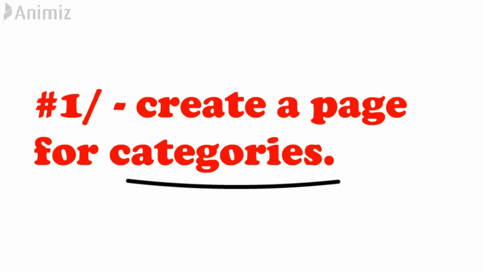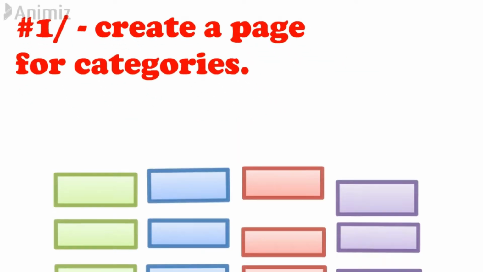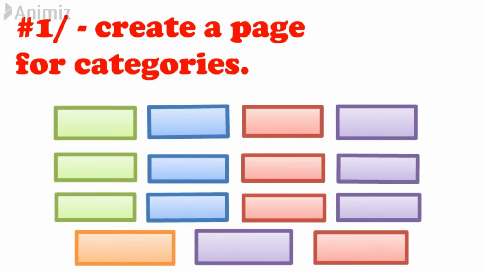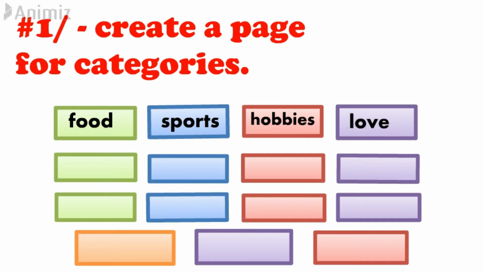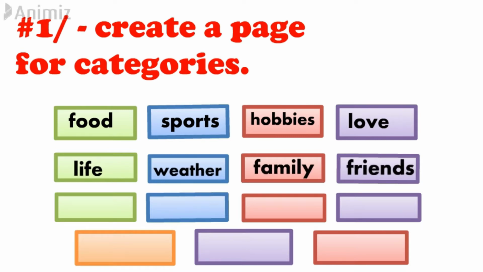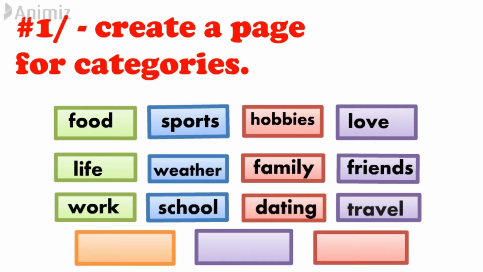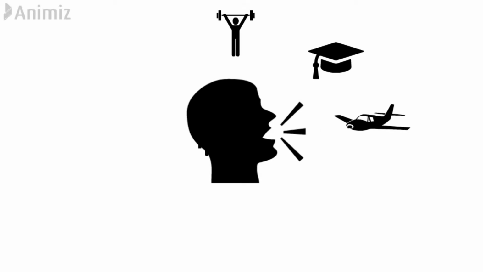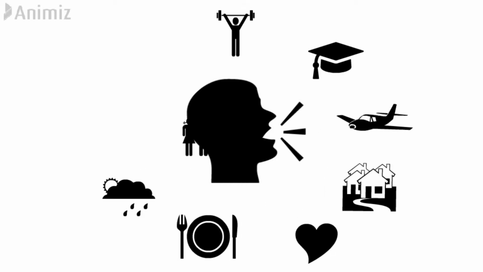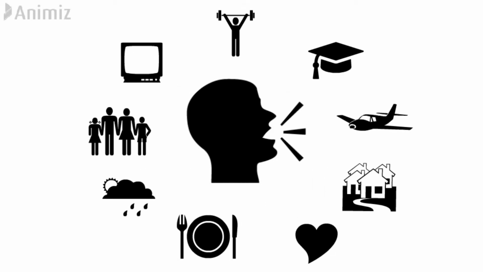The first thing you want to do is to create a page for your categories. Here's the list of 15 categories that you can write down in your notebook. The categories are food, sports, hobbies, love, life, weather, family, friends, work, school, dating, travel, goals, English, and the news. Now, these categories all make up the most common topics that people talk about in English on a regular basis. So knowing good sentences for each category will improve your ability to communicate with others in English.